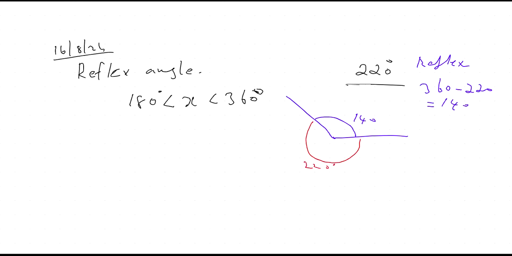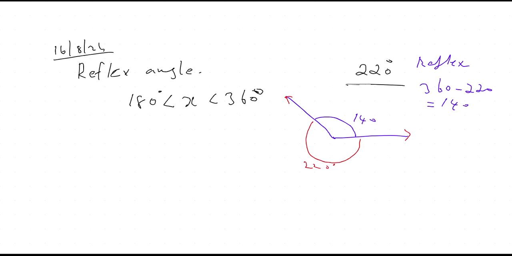If you want to draw a reflex angle, take the total angle 360 minus 220. That means you are getting 140. So mark 140. So any angle we can draw.